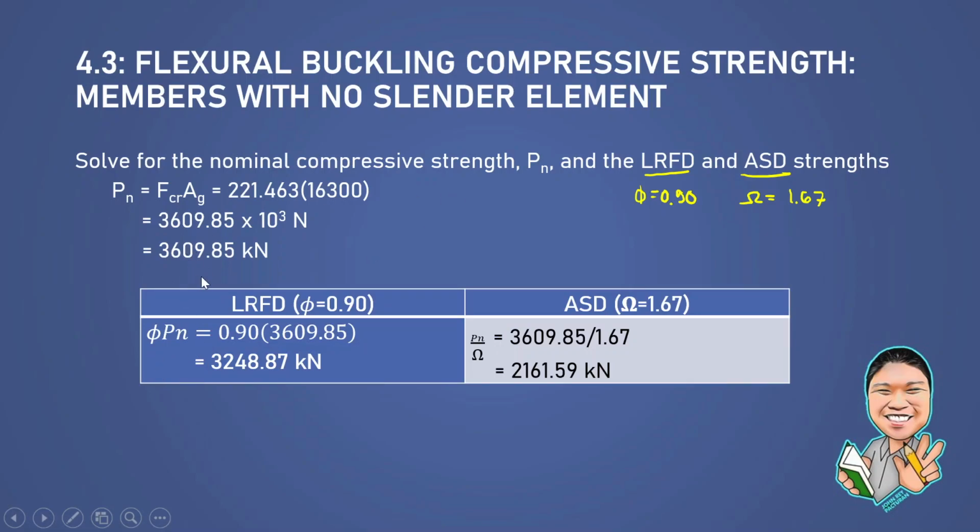Ang gagawin nyo lang, itong 3,609.85, multiply nyo lang ng 0.9 for LRFD. So, ang sagot natin is 3,248.87 kilonewton. Meanwhile, in ASD, yung 3,609.85 divide natin ng 1.67. So, ang ating ASD strength is 2,161.59 kilonewton. So, ito na po ang sagot sa letter A.